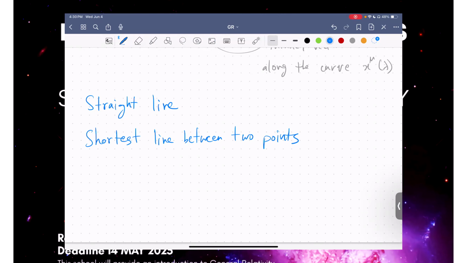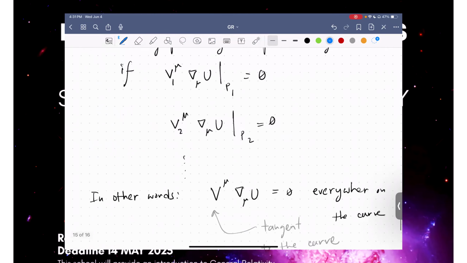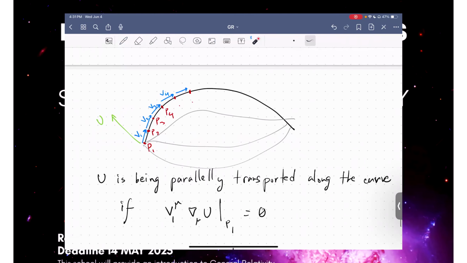So we need a curve so that they stay parallel. I think this was a response to the fact that I said that if you parallel transport, actually, I'm not quite sure what the question means.